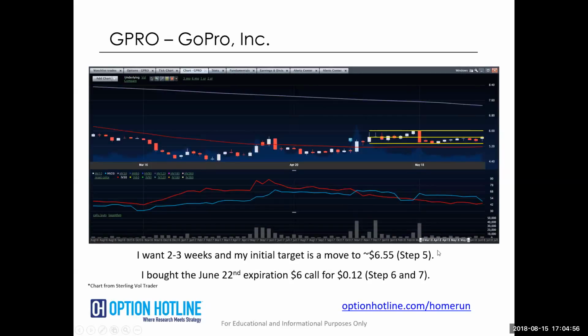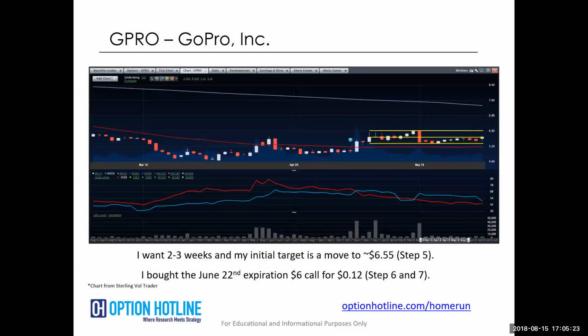Okay, now I've got this and I'm thinking to myself, this stock has potential to move, and I'm kind of liking the idea of it moving a little faster. So I shorten my time to expiration. I go 2 to 3 weeks and I set up a move to 6.55. Okay, that's a pretty good move for 2 to 3 weeks. If I can get these June 22nd weekly calls for 12 cents and it gets there, again, I'm making 3 to 4 times the money I risked. It's a nice payout. I'm happy with that.